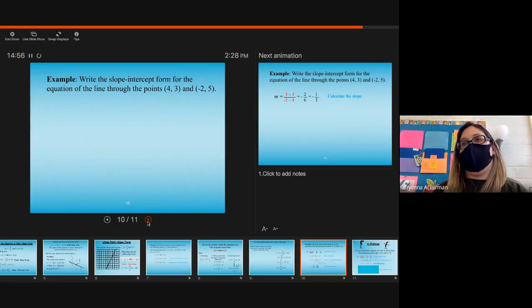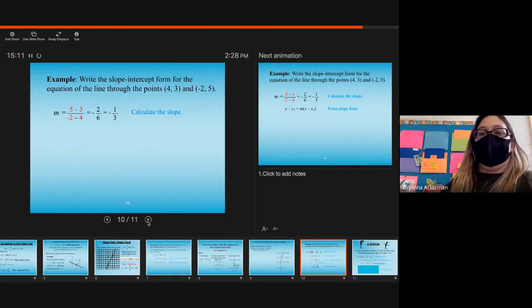Good. How do you reduce -2/6? Yeah, negative 1/3. Good. Okay, so you should have gotten, and it could have been 3 minus 5 or 5 minus 3. If you switched them, you would have had to switch the bottom as well, though.